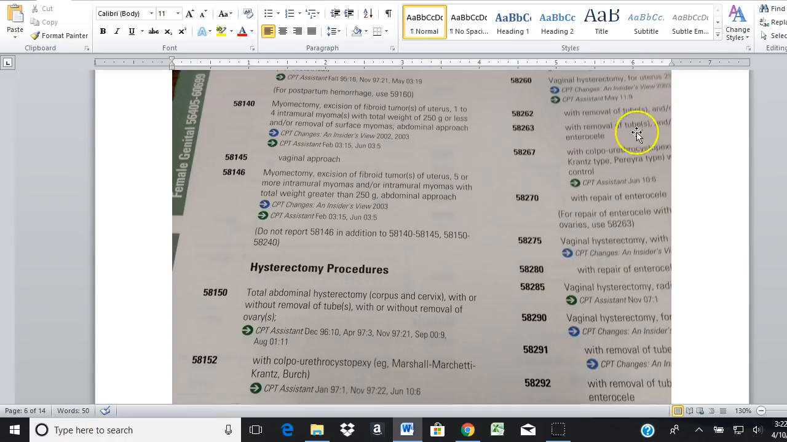The other thing that you'll note here is for the hysterectomies, are we just removing the uterus? Are we removing the uterus and the cervix, or removing the uterus, the cervix, and the fallopian tubes and ovaries? How much are we removing?